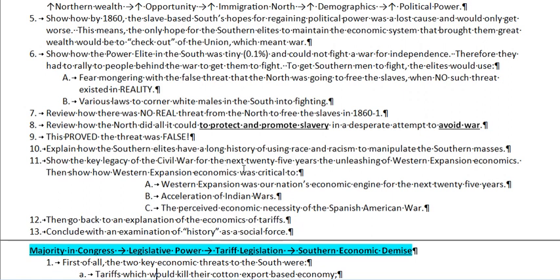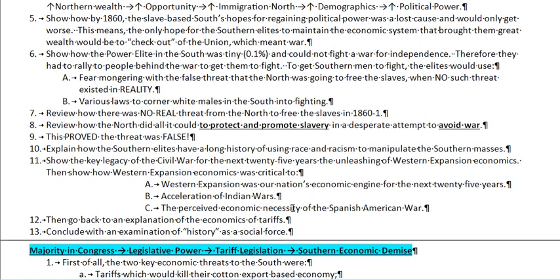Show the key legacy of the Civil War for the next 25 years: unleashing Western expansion economics. Then show how Western expansion economics was critical. It was an economic engine for the next 25 years. It caused a rapid acceleration of Indian wars and settlement of the West, settlement of U.S. continental territory, and the perceived economic necessity of the Spanish American War.